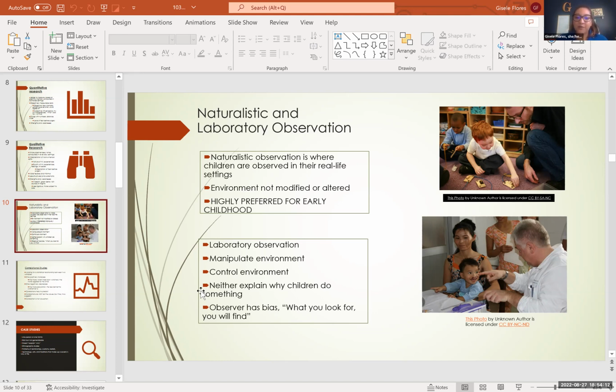Whereas in a laboratory setting, we can control the environment. So if we're looking at how children respond to temperature changes, we can create those temperature changes.